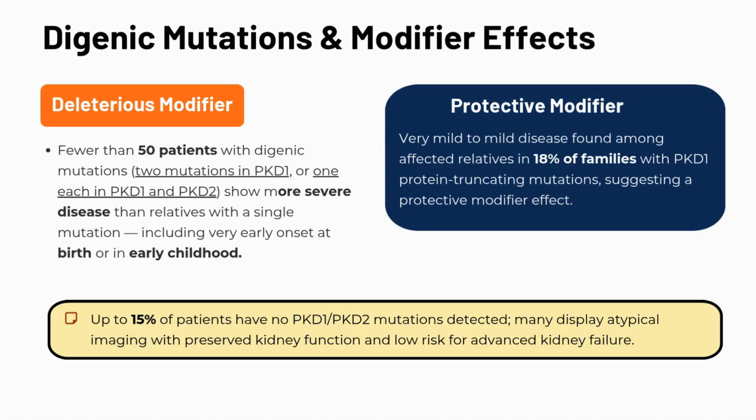So the key message is that ADPKD severity is not determined by one gene alone. Always think beyond the primary mutations, consider digenic disease in severe early cases, and consider modifier or alternative genes in milder or atypical cases.